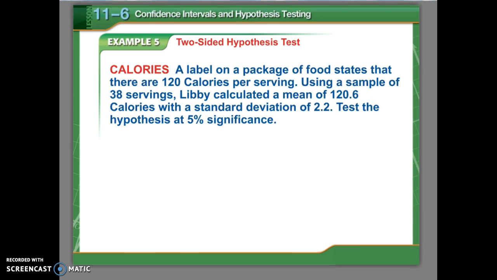Okay, example 5 is on a two-sided hypothesis test. It's on calories. It says a label on a package of food states that there are 120 calories per serving. Using a sample of 38 servings, Libby calculated a mean of 120.6 calories with a standard deviation of 2.2. Test this hypothesis at 5% significance.